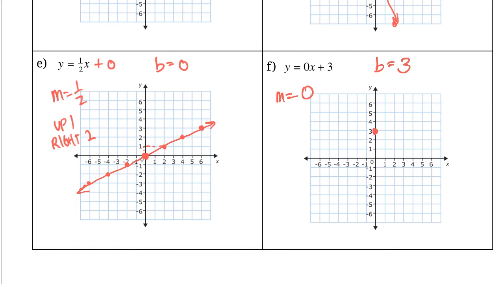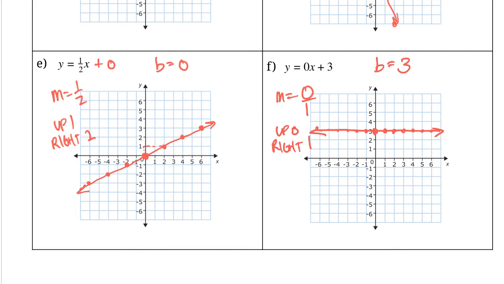But if that confuses you, another way to think about it is we can just do the same thing as the other problem. We can put it over 1. 0 over 1. So what this means is we go up 0, so we don't go up, and we go right 1. So from this point, we go up 0, right 1. We're essentially just going right 1. And the same thing if we go the other way. Up or down 0, left 1. You can see it just makes a horizontal line. So that's what a horizontal line looks like, right?